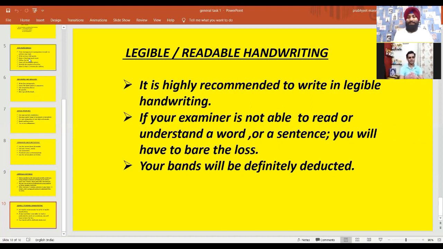If your examiner is not able to read or understand a word or a sentence, you will have to bear the loss, my dear, and your bands will be affected then. Fine. So don't even dare to write that doctor type of handwriting. Okay, it must be neat, clean, clear, and legible work. Thank you so much. That's all from my side.